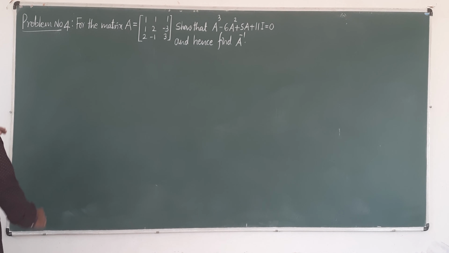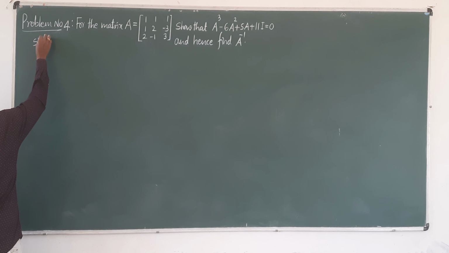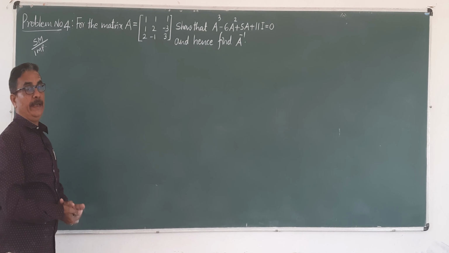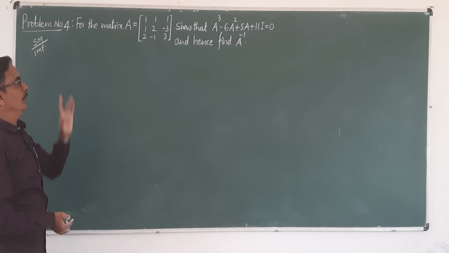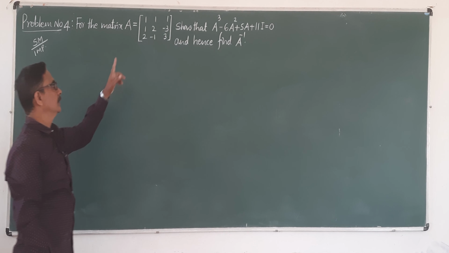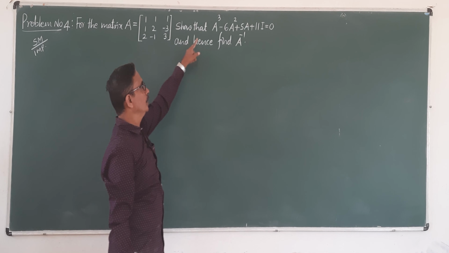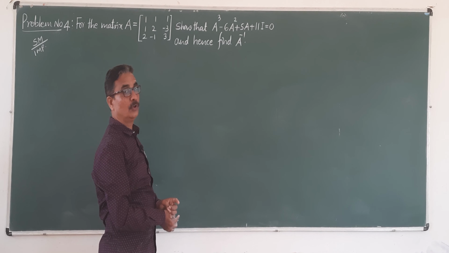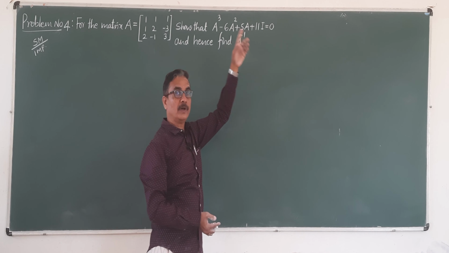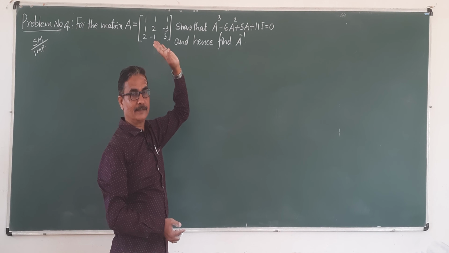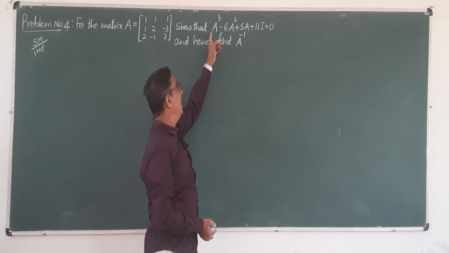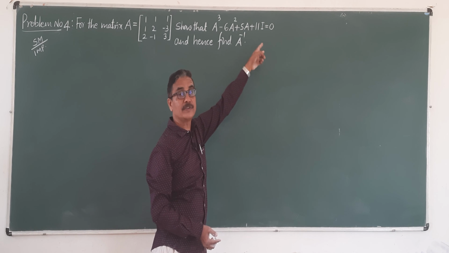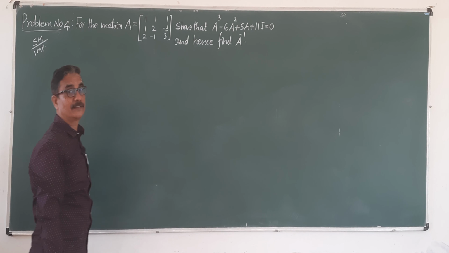Okay. Problem number 4, that is 5 mark question, important sum. For the matrix A, 3 cross 3 matrix, first row 1 1 1, second row 1 2 minus 3, third row 2 minus 1 3, show that A cube minus 6A square plus 5A plus 11I is equal to 0. Such type of problems already solved in matrices, algebra of matrices. And hence find A inverse, means again using this equation to find inverse, A inverse.